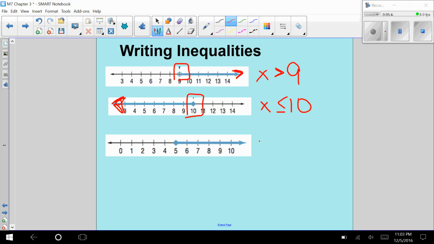And for the third one, I write down my variable, and then I write down my starting number, which is 5. The tip of my arrow goes this direction, so I make a greater than symbol. My dot is filled in, so I make it a greater than or equal to. X is greater than or equal to 5.